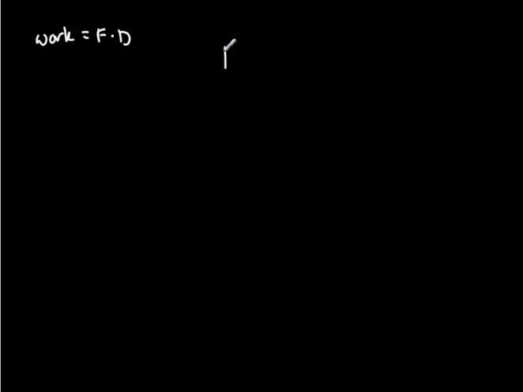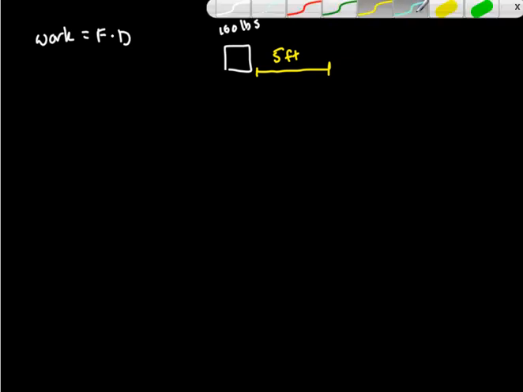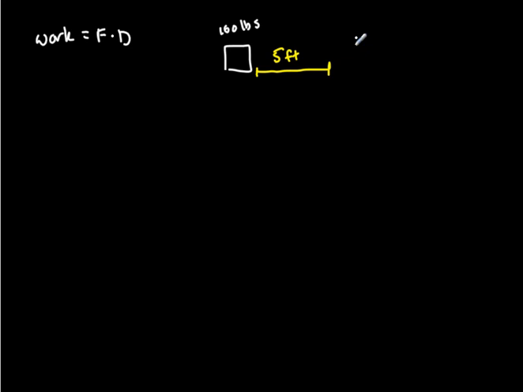So let's say we have a box, and it weighs 100 pounds. And we're going to move that box 5 feet. Well, as you can imagine, we do 100 pounds times that 5 feet, and we get 500 foot-pounds.